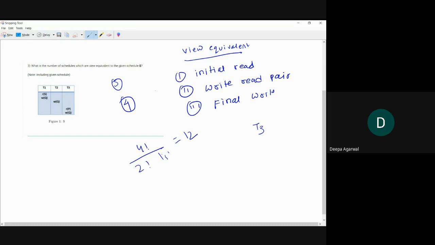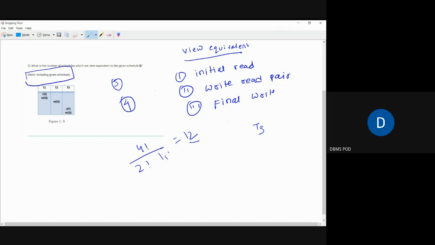It's not counting this schedule in this. Yeah, you have to include this schedule also, right? This schedule is also view equivalent to this. So initially this note was not given, right? So initially that's why it was 11 as the answer. So I'll update the answer. The right answer is 12.